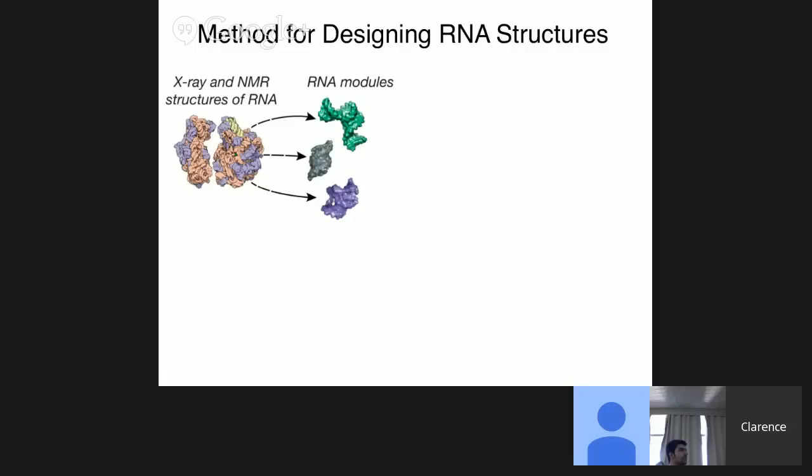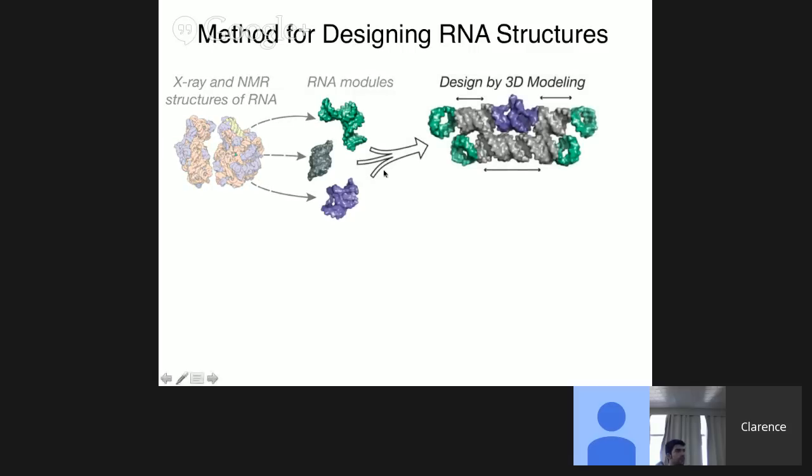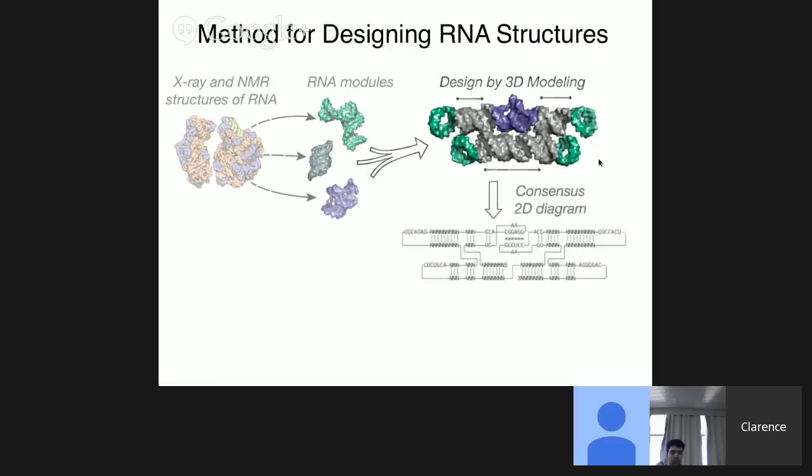And now I'm just going to walk you through the method of designing RNA structures, and this is very similar to the way that the RNA design module in Eterna works. It's actually the same thing. We start out by pulling out modules from crystal structures, from the database, and then we rearrange them using these gray regions, which are just helices. Your variable is what motifs do you want to put and how much helix do you glue in between them. And once you do that, it spits out a two-dimensional structure, and that's a consensus diagram.